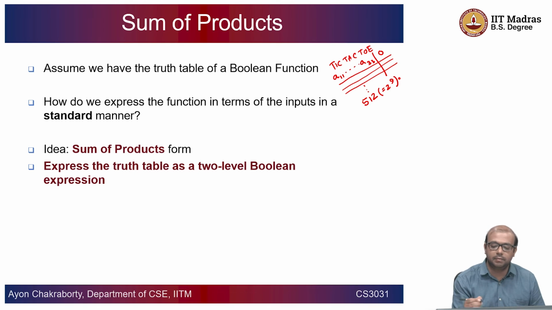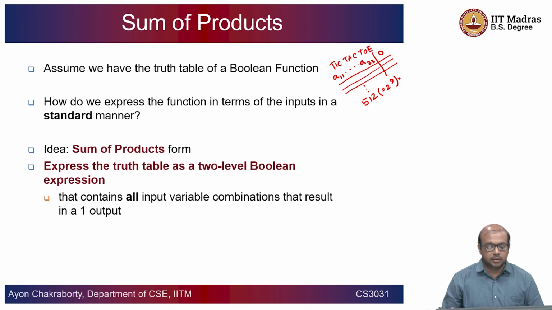Okay, why two-level? We are coming to that. But remember, this is a very standard way to represent any truth table. We want to first see the expression that contains all input variable combinations resulting in an output of 1. This is very important. First thing that you should do, you should look at the truth table.